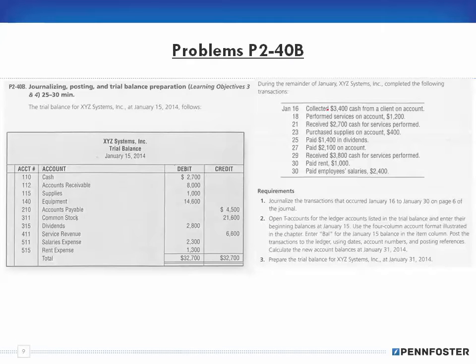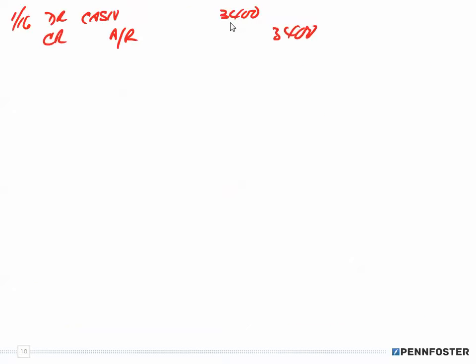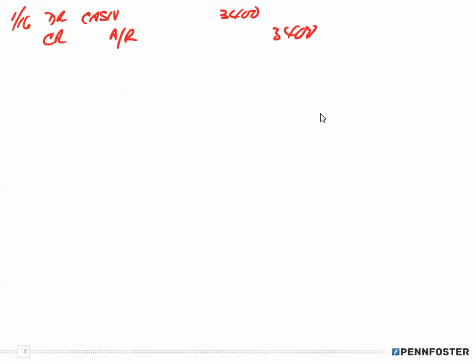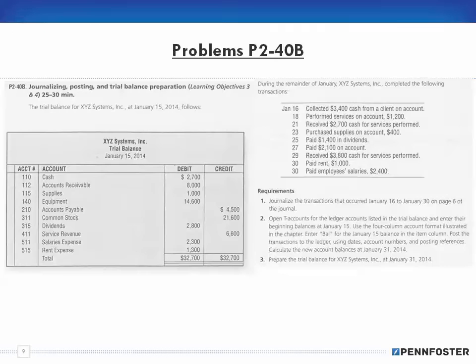Does this transaction affect cash? Yes. I'm collecting cash, so my cash is going up. When my debits equal my credits, I'm debiting cash for $3,400. Since debits have to equal credits, I'm going to credit what else? Well, from a client on account. On account means receivable or payable, and a client is a receivable. So that's why I credit accounts receivable, right?